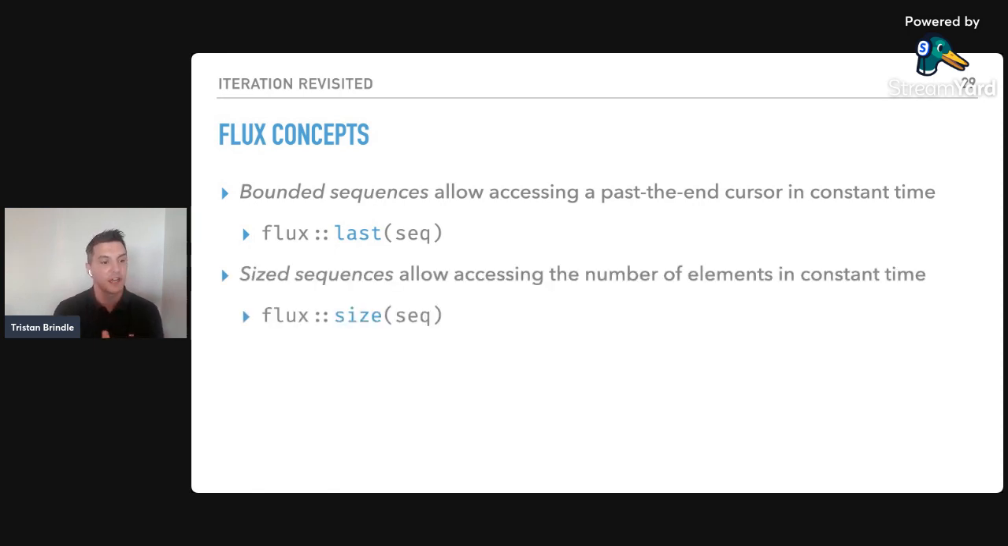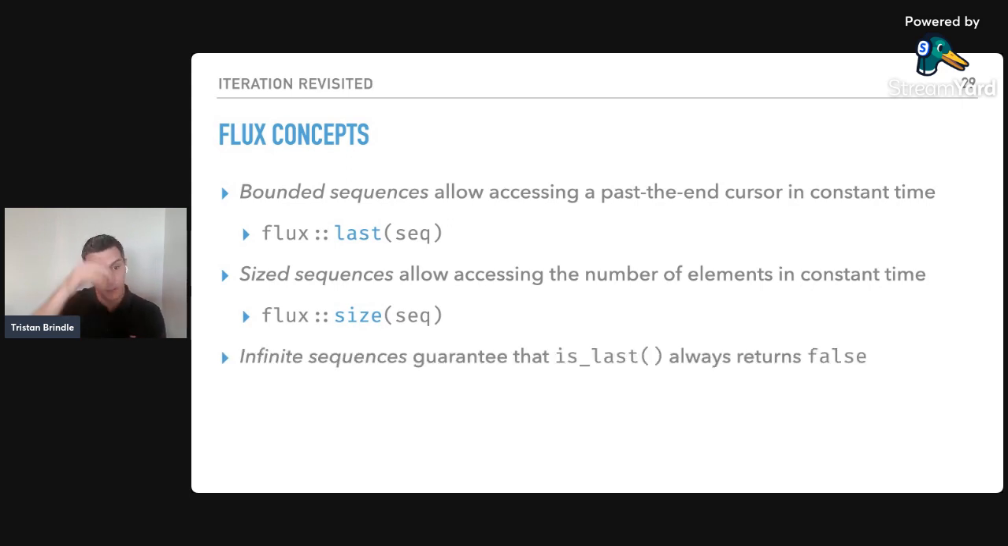Just as we have sized ranges, we have sized sequences. If a sequence knows ahead of time how many elements it contains, it's called a sized sequence, and we can call this function flux::size that tells us how many elements that sequence has. And finally, we have infinite sequences, which provide a compile-time guarantee that is_last always returns false. And so it's just going to keep on giving us elements forever and ever and ever.